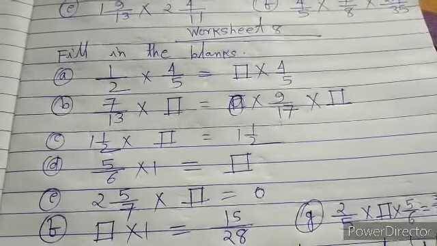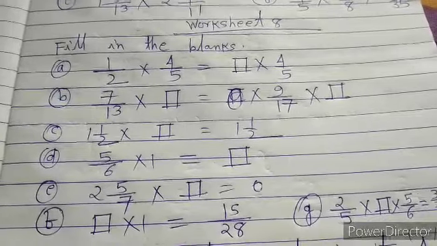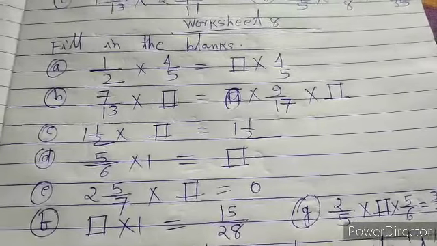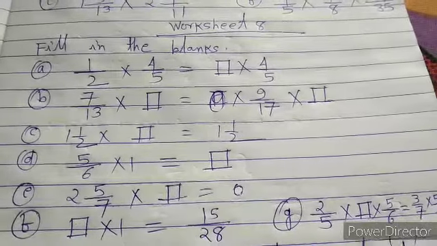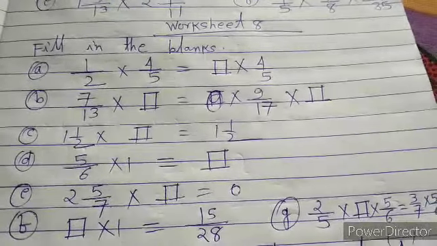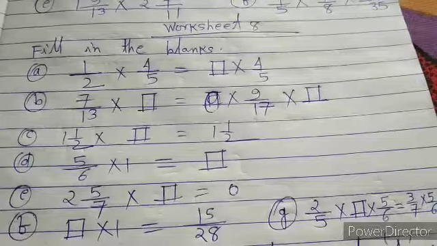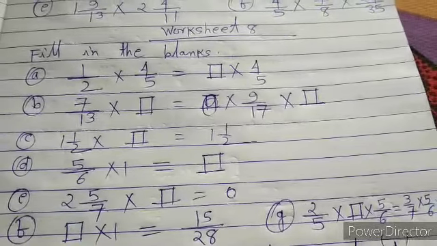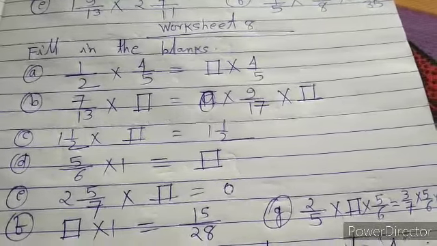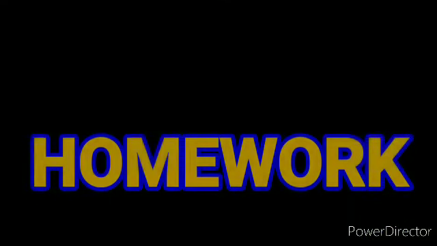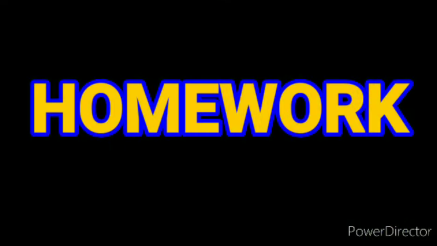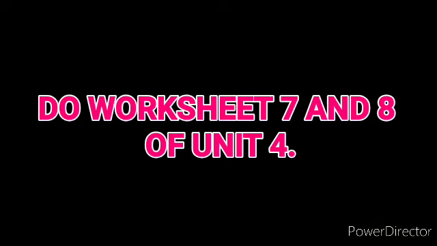E, 2 whole 5 by 7 into box is equal to 0. F, box into 1 is equal to 15 by 28. G, 2 by 5 into box into 5 by 6 is equal to 3 by 7 into 5 by 6 into box. Now I give you homework, worksheet 7 and 8, complete it of unit 4.